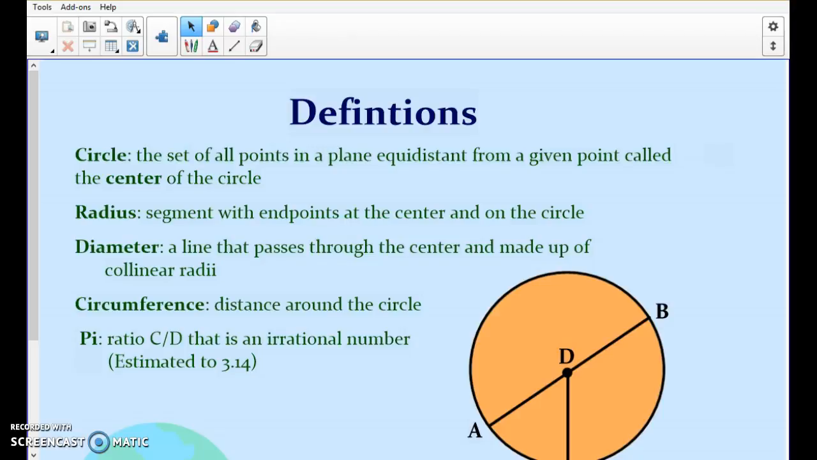Hello, this is Mr. Mola for lesson 7-1, circles. We have some definitions to get started with before we get on with the lesson.